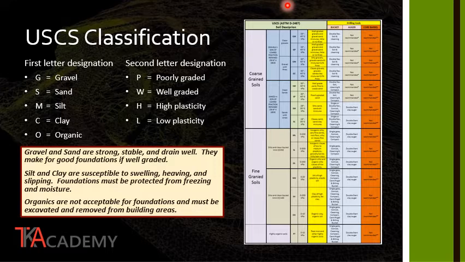From these different classifications, there is usually a description that says how to expect that particular soil to perform in particular situations. Coarse-grained soils, such as gravel and sand, are very strong, stable, and drain well. They are great for foundations if they are well graded. Silt and clay are susceptible to swelling, heaving, and slipping. Building foundations must be protected from freezing and moisture. Organics are not acceptable for buildings or foundations and must be excavated and removed from the building area.